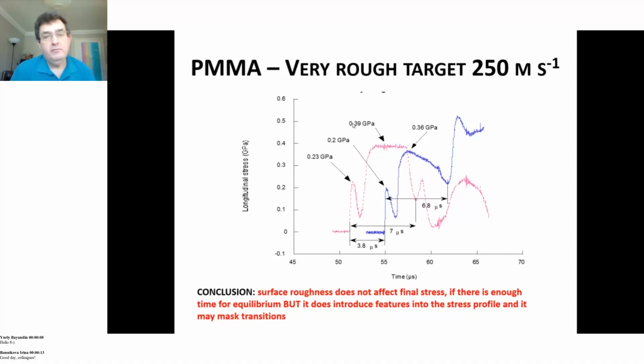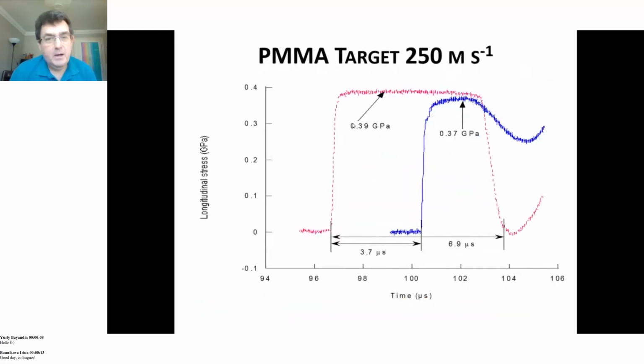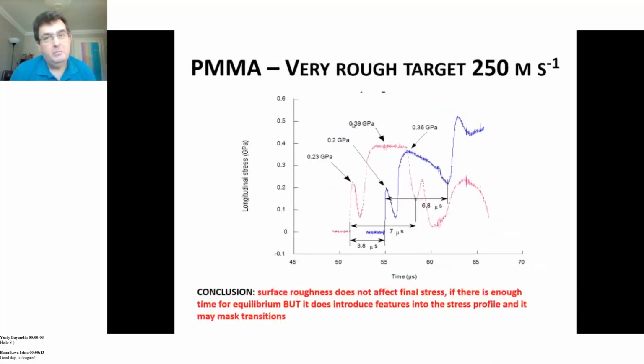And the surface roughness, again, isn't affecting the final stress. Look, 0.39, 0.37, 0.39, 0.36, very good agreement. But the detail we're seeing here is much different. You've got this extra peak caused by initial stress transmission through those rough peaks on the front of the gauge. And then that perspex, that polymer, collapses, and the stress collapses as it starts to flow.